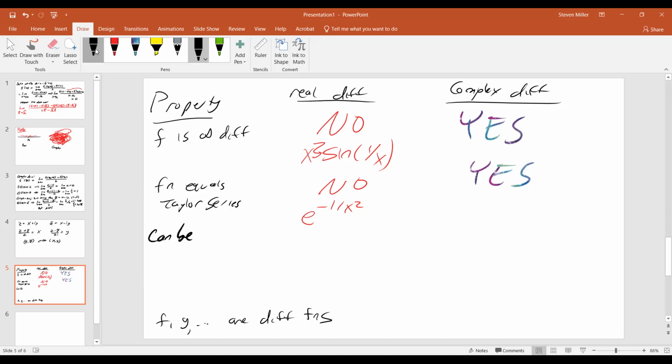Can be bounded and not constant. So can you give me a differentiable function which is bounded but not constant? That's real valued. Sine, cosine, 1 over 1 plus x squared. So the answer is yes.